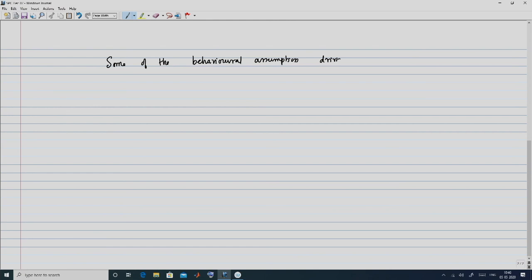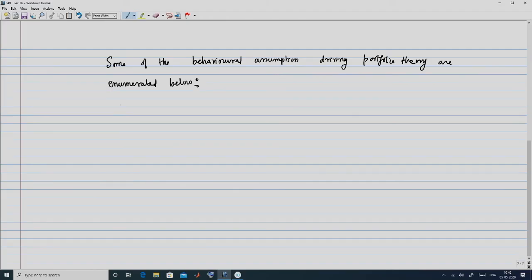And these behavioral assumptions are the ones which drive the portfolio theory, and these are enumerated below. So by behavioral assumption, I basically mean the thought process that goes on in the minds of a rational investor while deciding on how to make an appropriate choice of the portfolio. So accordingly, let me enumerate all of them.